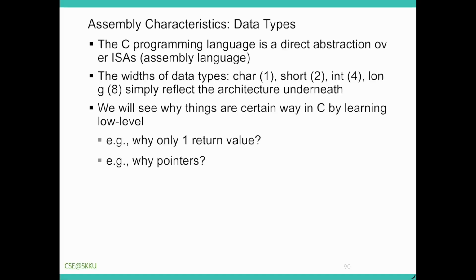So other questions that you might have regarding the C programming language are probably because it's just a direct abstraction over low-level stuff. Questions like: why does the C programming language support only one return value? Well, this is because of how CPUs are made to support function execution. And why do we use pointers and why do we have to deal with pointers? This is because that's how processors work.